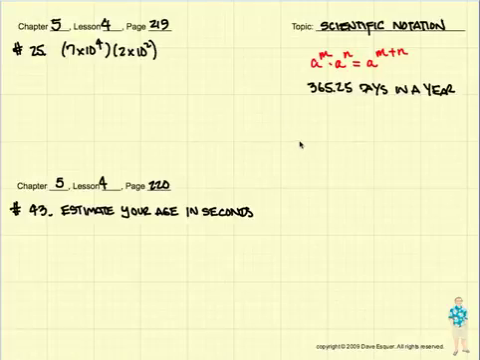We're going to be doing scientific notation. On the right-hand side, we've got a couple of things we have to remember. A to the mth power times a to the nth power. All we're going to do is add up our exponents.